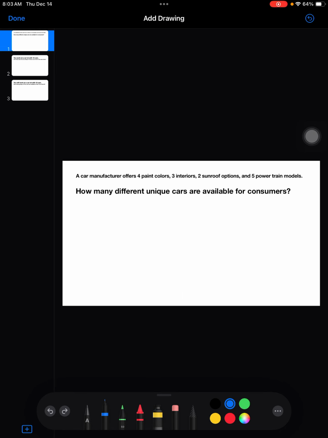This is very similar to the Chinese buffet question or takeout question or different sandwiches where they've got various options for restaurant customers. So you're just going to multiply these. You've got 4 paint colors by 3 interiors by 2 sunroof options by 5 powertrain options. So 4 times 3, we don't even need the calculator there, that's 12. 12 times 2 is 24. Then 24 times 5 is 120. So that one was simple enough.